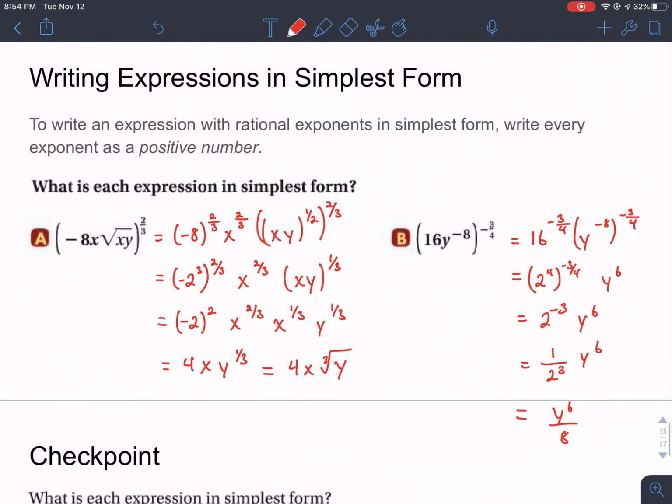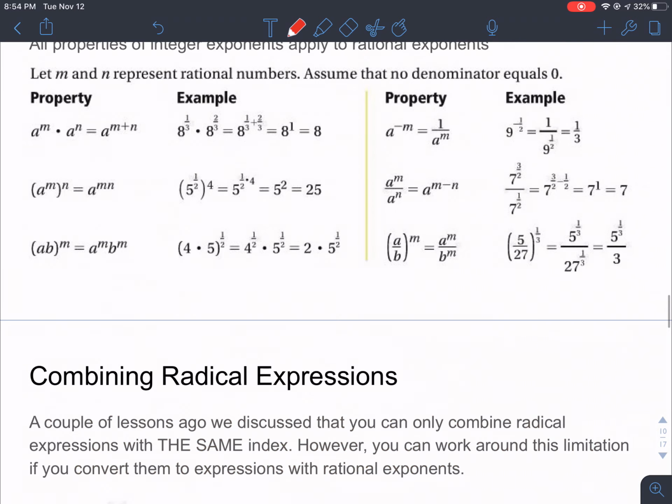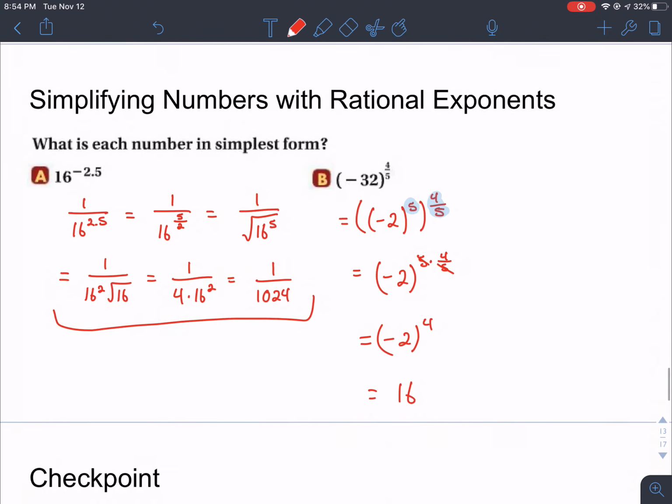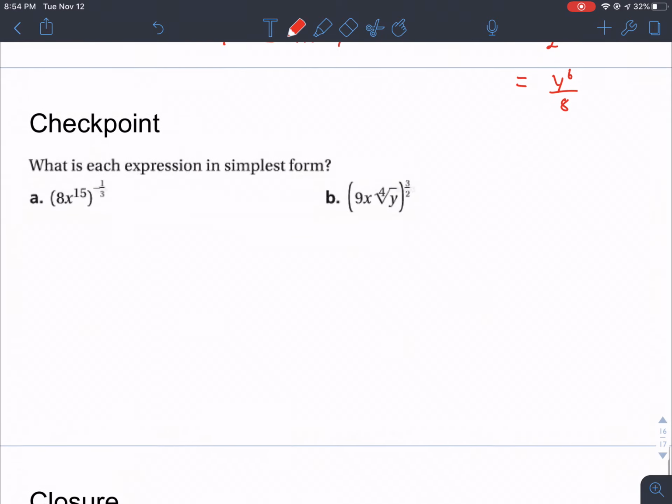All right, that stuff is complicated, I totally get it. So if you want to rewatch that part, please do. Take into account that I'm using a whole lot of these rational exponent properties. So please reference back to this as you're going through it. It's going to help you immensely, I promise you. All right, checkpoint.